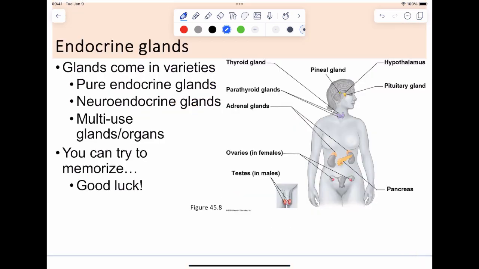So what are your endocrine glands? The answer is, every time we look, we get a new set of endocrine glands. So we have very famous ones. So we have glands that are known as being purely endocrine. And then we can have some glands that get to mix and match. And they sometimes do one thing, and sometimes they're endocrine, and sometimes they make enzymes and stuff.